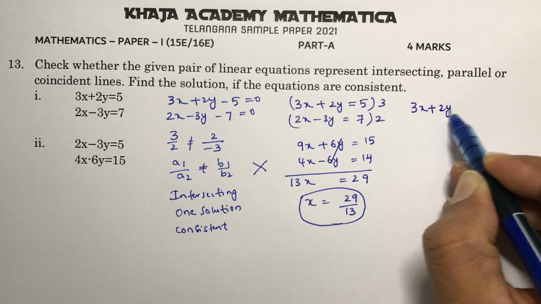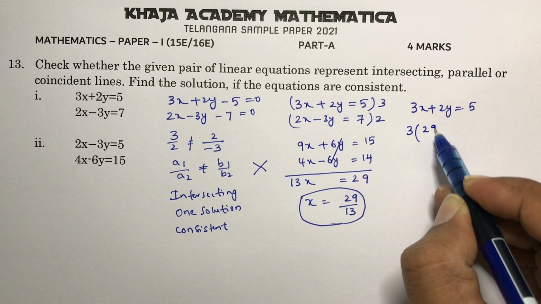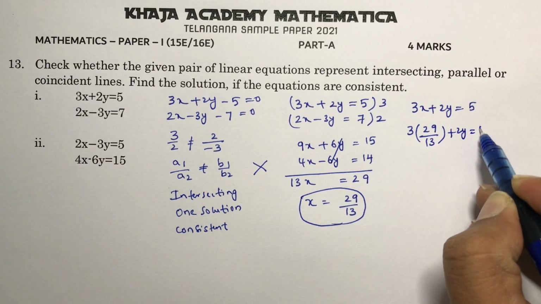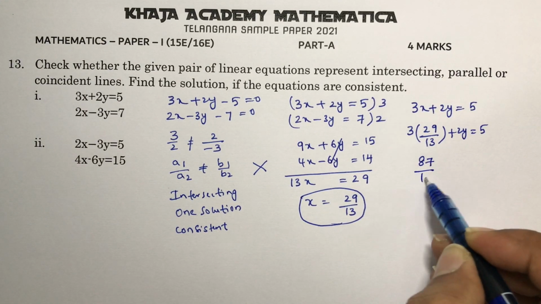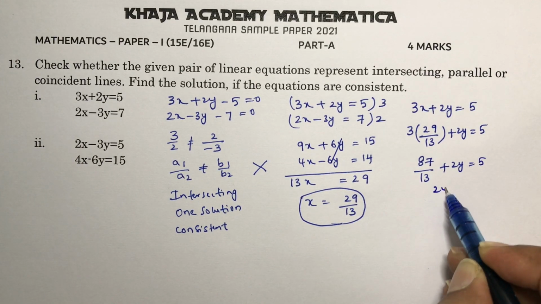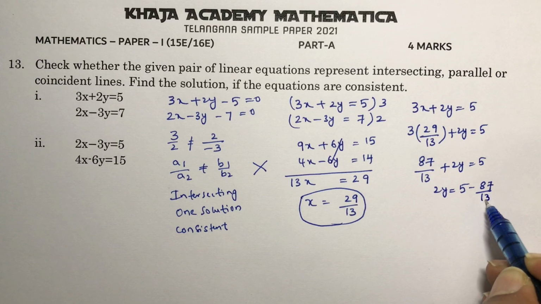3x plus 2y equals 5. 3 into x, x is 29 by 13, plus 2y equals 5. 3 times 29 is 87 by 13, plus 2y equals 5. So 2y equals 5 minus 87 by 13.